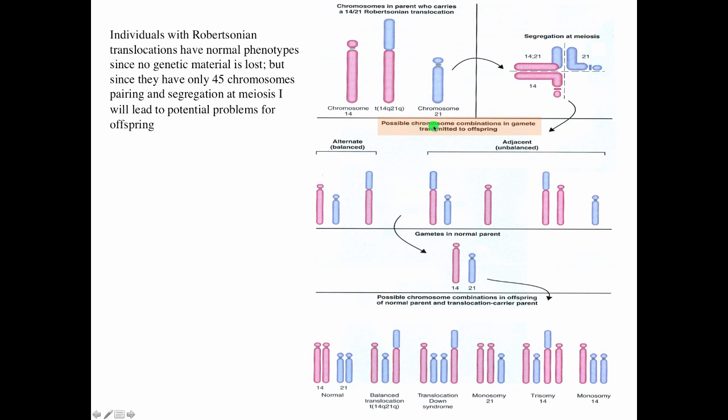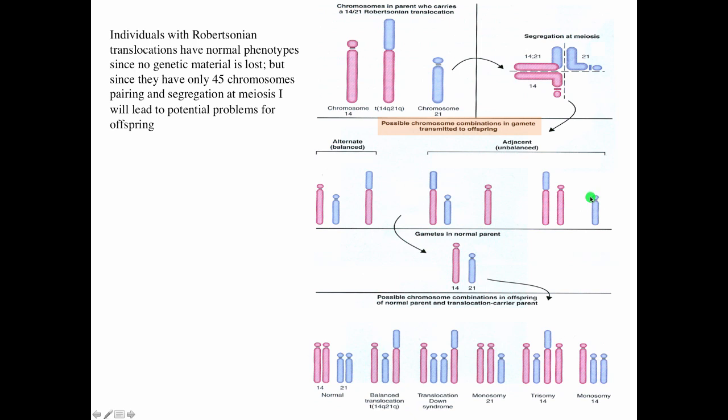This shows possible chromosome combinations and gametes that are going to be transmitted to offspring. Here you can see this one will segregate with that one normally like that, or you may have that one segregating. This could segregate normally like that, or that one can segregate. This one can segregate normally with that, or that one can segregate.